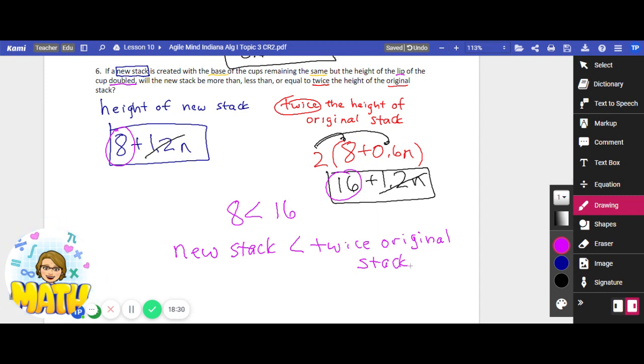There was a lot going on in that final problem, so please feel free to replay any part of this video that you need to be able to understand what is happening with this function of the height of the cups. Thank you.